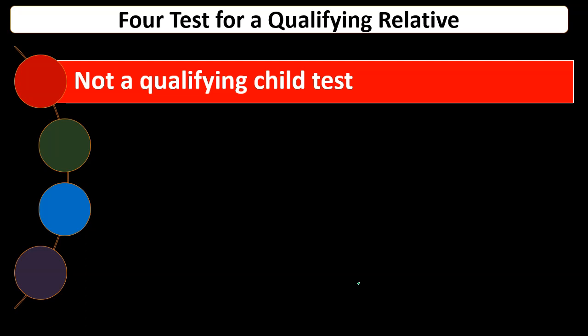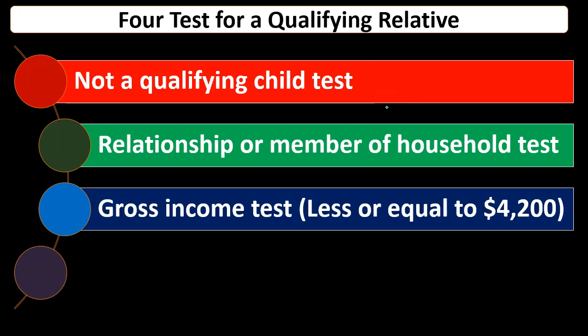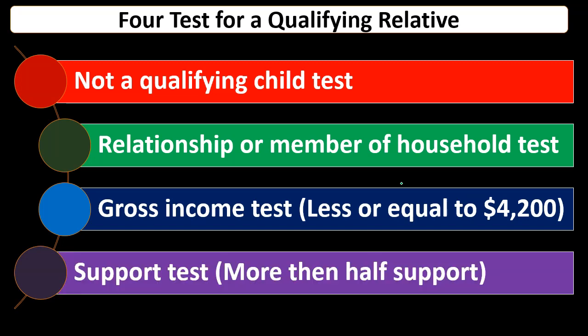Now, if someone doesn't qualify as a qualifying child, the next question is, do they qualify as a qualifying relative? We have 4 tests for a qualifying relative. First test, not a qualifying child, because obviously if they qualify as a qualifying child, they will be a qualifying child. That's one reason we go through that test first. You always want to think about qualifying child first. Then a relationship or member of the household test, and the gross income test, which is less than $4,200. So that's a more restrictive type of test here. We didn't have that income test with a qualifying child, a fairly low gross income with the $4,200 to qualify for the qualifying relative. Then we have the support test, which is more than half the year.